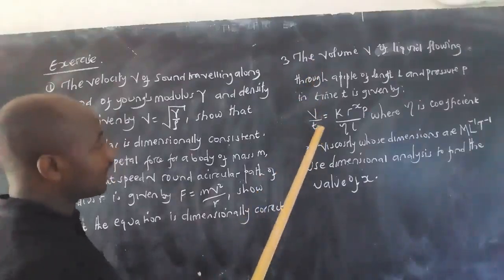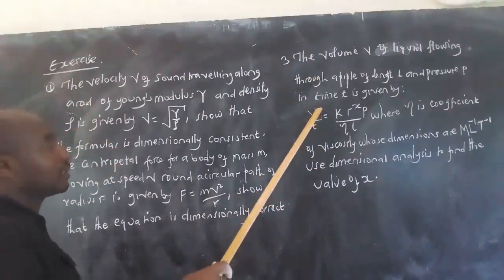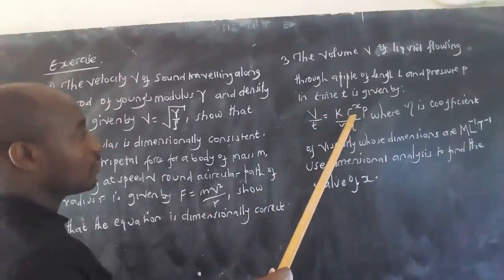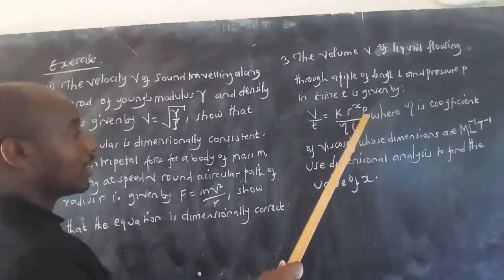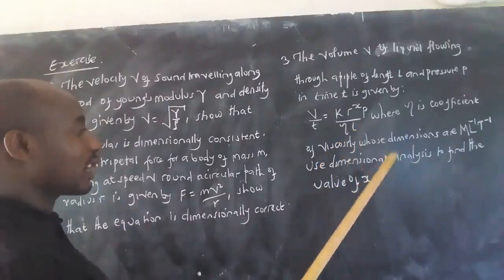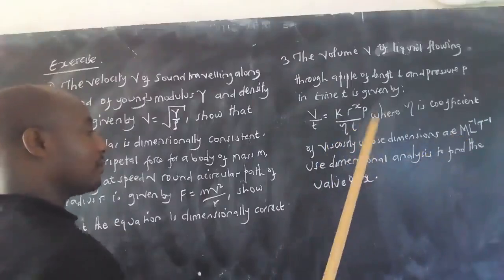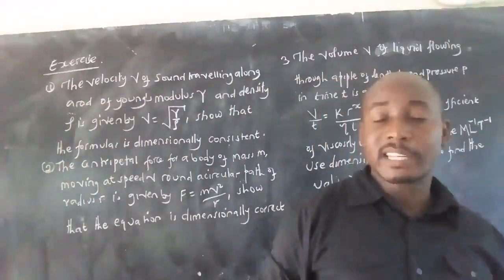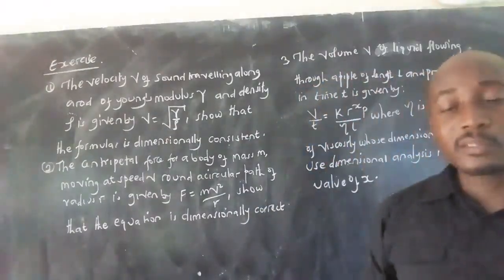Then we are also given this one. This is the volume of liquid flowing, this is time, this is a constant, this is the radius of the tube, this is pressure, and this is length. This is the coefficient of viscosity whose dimensions have been given. So find the value of x using the method of dimensions. In this case, they will ask you questions.